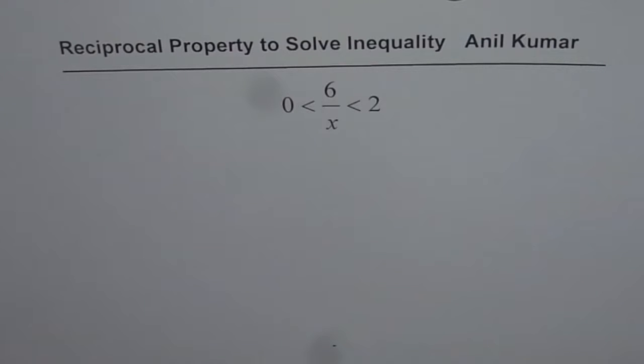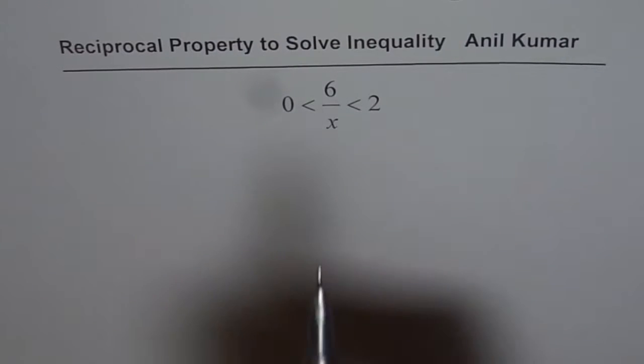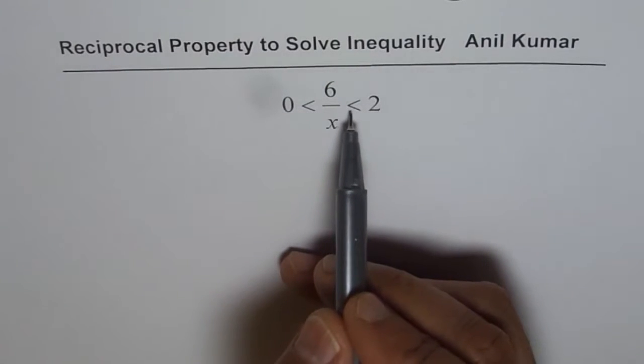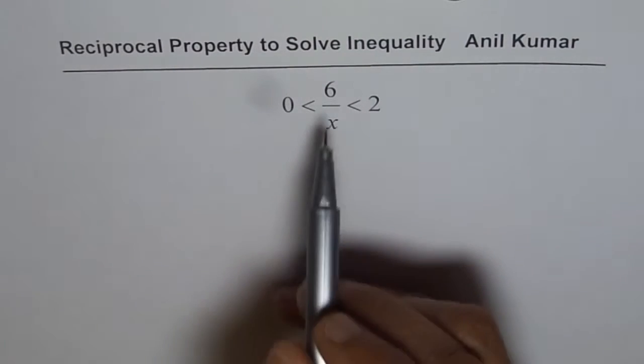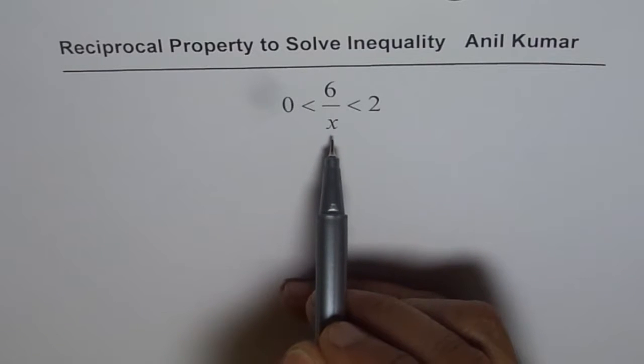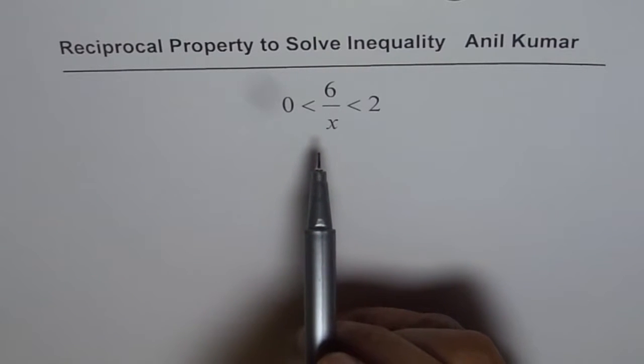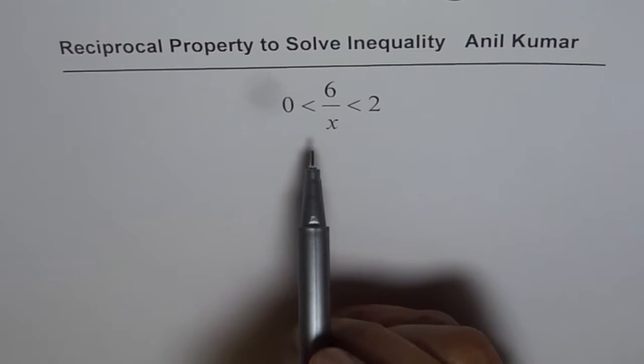The question here is that 6 over x is greater than 0 and is less than 2. We need to solve this inequality, that is to say, find the value of x. Now, I will use a different kind of a strategy here and we'll discuss some properties of inequalities as we move along.